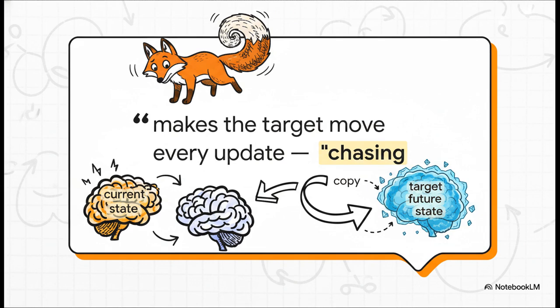In traditional Q-learning, the objective equation uses the exact same network to estimate both your current state and your target future state. But since you update the network on every single step, your target is constantly moving. It's totally impossible to learn.